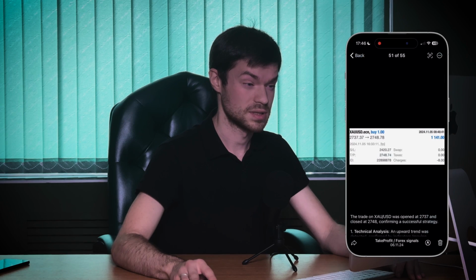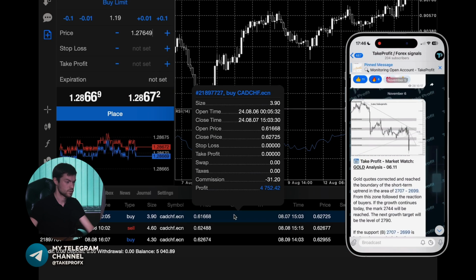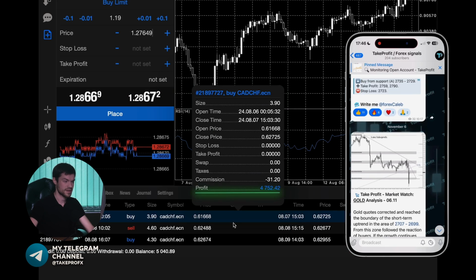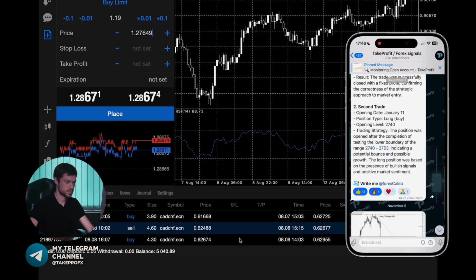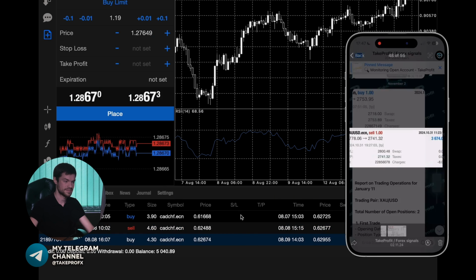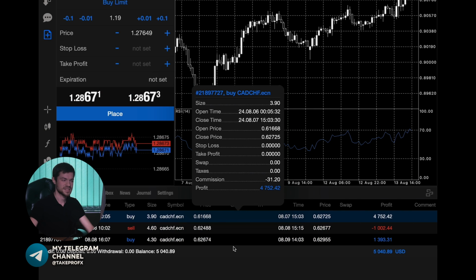Now let's move on to the trades that I closed last week. I will show you these 3 trades. I have published them in my Telegram channel. Here is the first trade with a profit of almost $5,000. Unfortunately, I got one stop loss and another small profit which offset this stop loss. So let's analyze perhaps the fattest trade.